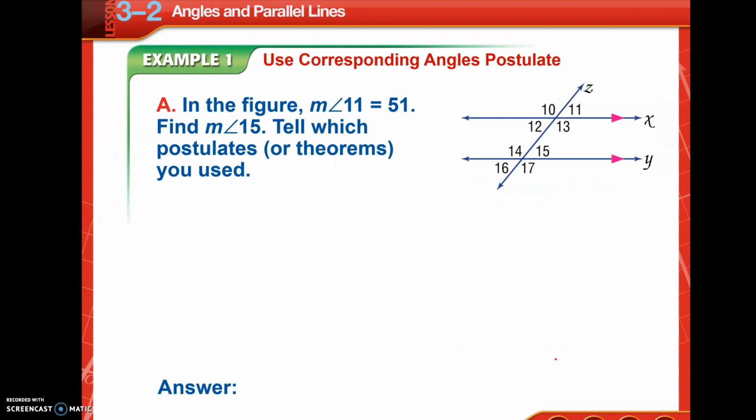So using that corresponding angle postulate, we can say if angle 11 equals 51, find angle 15. So if 11 is 51 and 15 corresponds with 11, then angle 15 has to equal 51 by the corresponding angle theorem.